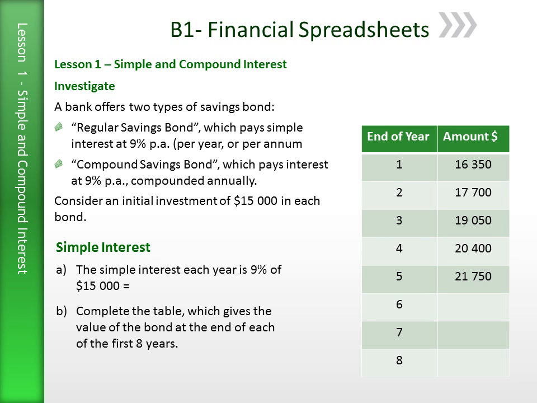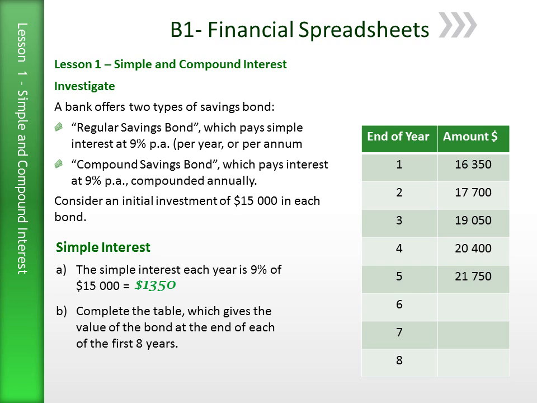For the simple interest, we can calculate the simple interest for each year at 9% to be $1,350. So to complete the table, which gives the value of the bond at the end of each of the first 8 years, we just start with the $15,000 and we keep adding the $1,350. So year 1, we've got the $15,000 plus the $1,350 to give $16,350. We keep adding $1,350 each year.